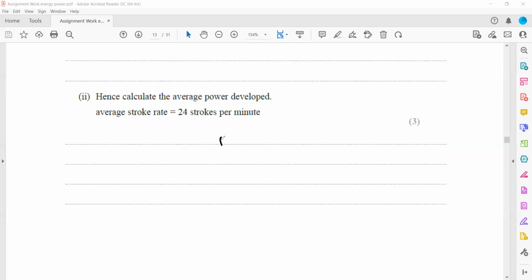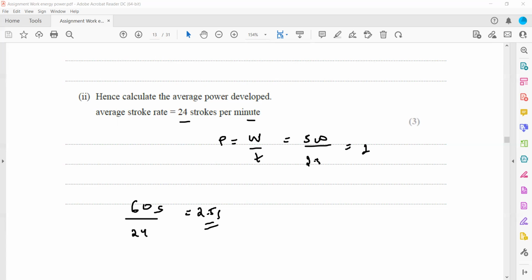So power is energy divided by time, or work divided by time. Work is, for example, 500. But what about the time? 24 strokes per minute, but we need how much time it will take for one stroke. So 1 minute means 60 seconds, so 60 seconds divided by 24. We'll know that each stroke takes about 2.5 seconds. So we divide by 2.5 and get around 200 joules per second, or 200 watts.